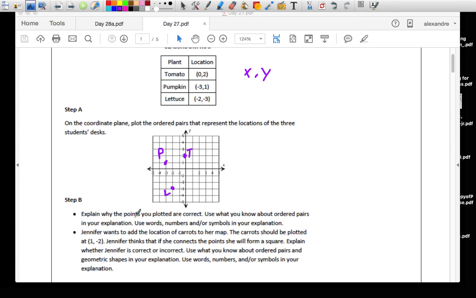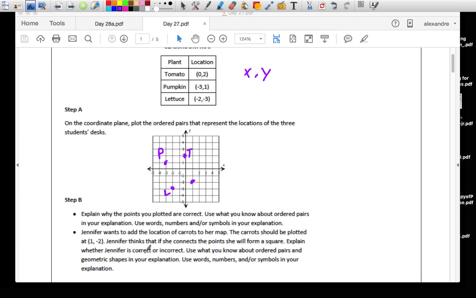Okay. Jennifer wants to add the location of carrots to her map. The carrots should be plotted at (1, -2). She thinks that if she connects the points it will form a square. I don't think so. Let's see. So positive 1 will be 1 to the right and -2 down. Is that a square? Well, we haven't done diagonals. No, this is not a square.